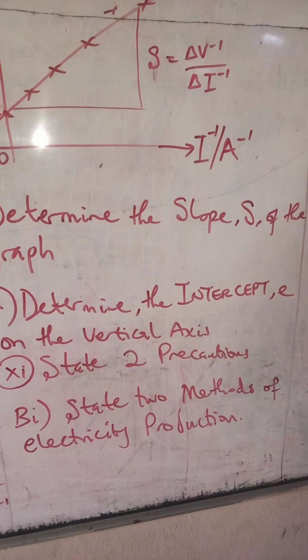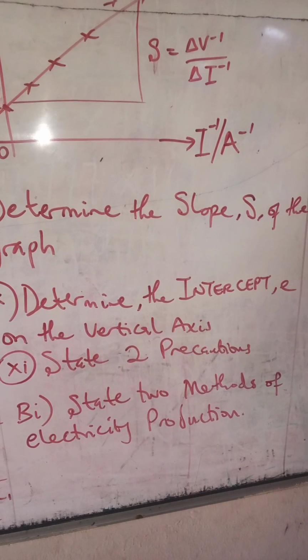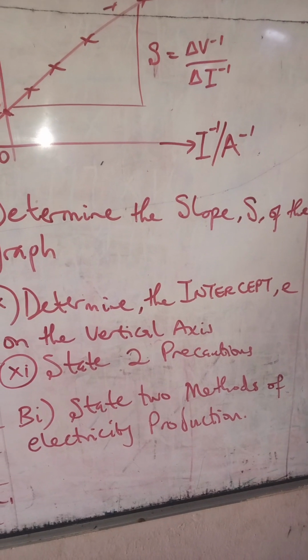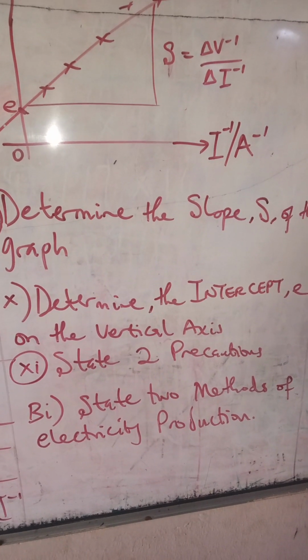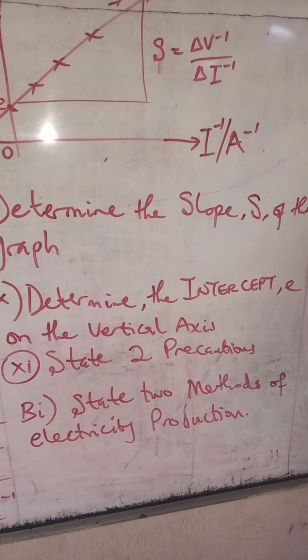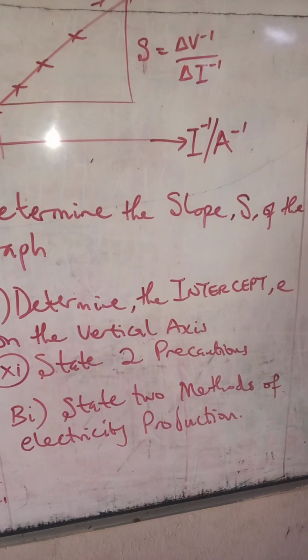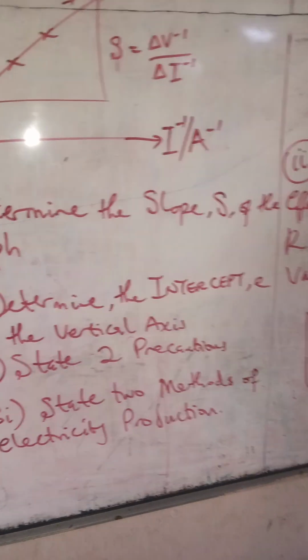How do you state 2 methods of electricity production? 1, by the use of solar cells. 2, by the use of hydropower electricity generation.